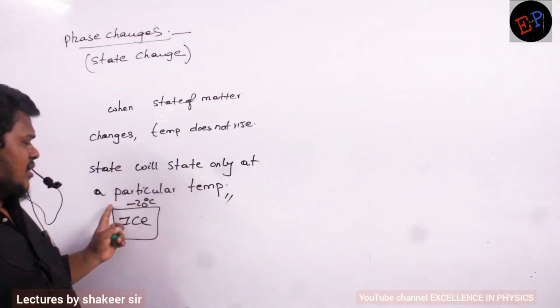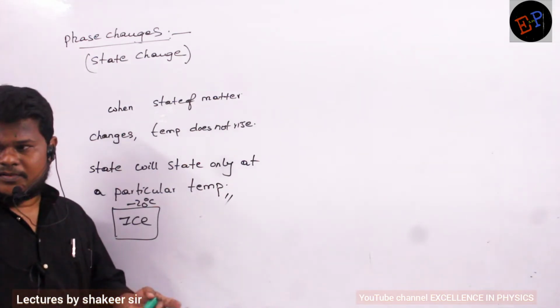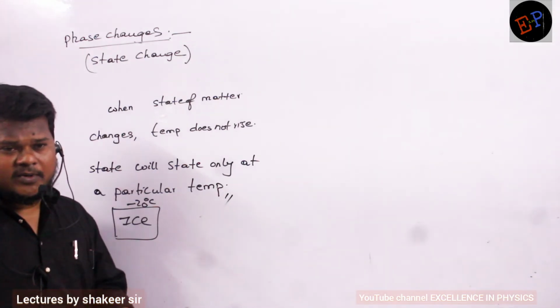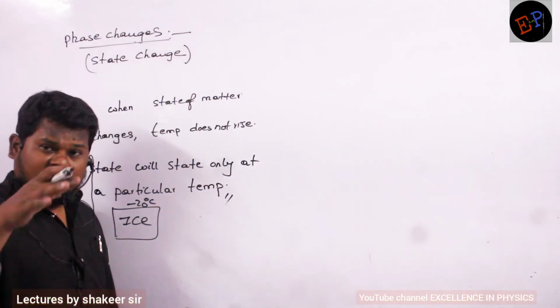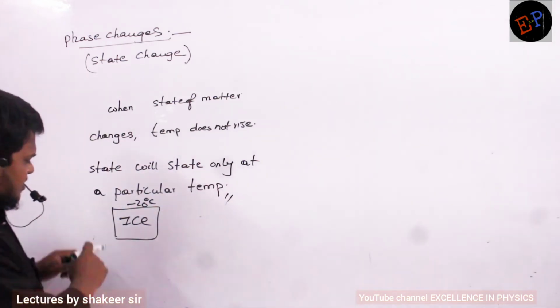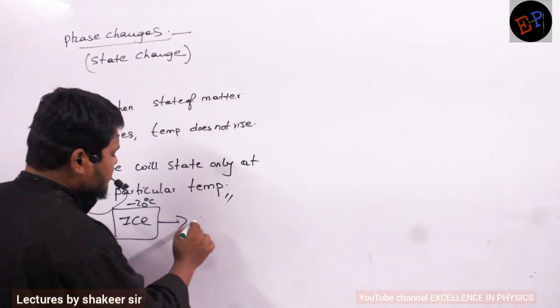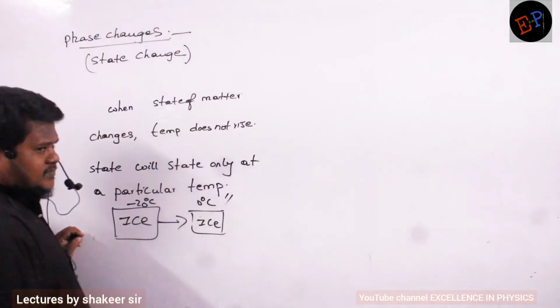State will change only at a particular temperature, which is called the fusing point of any material, or you can call it the melting point of any material. You should have studied melting points and boiling points, no? Only at those temperatures will phases change. So first of all, I have to convert this ice into the same ice at 0 degrees Celsius.